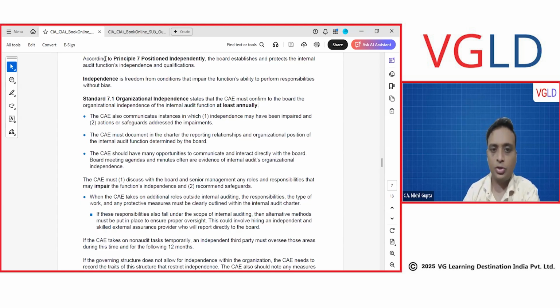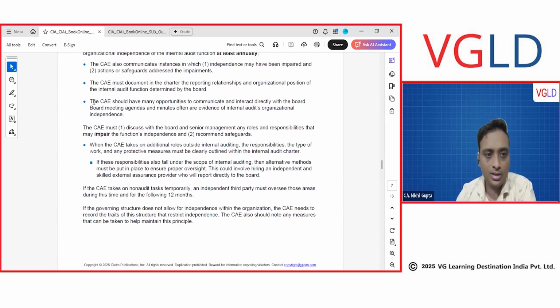The chief audit executive must document in the charter the reporting relationship and the organizational position of the internal audit function, as determined by the board. The CAE should have many opportunities to communicate and interact directly with the board. Board meeting agendas and minutes often are the evidence of internal auditors' organizational independence.